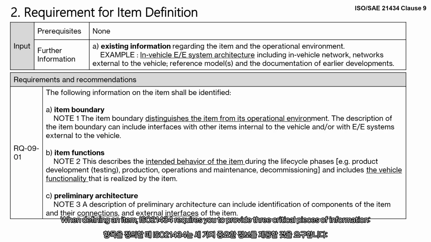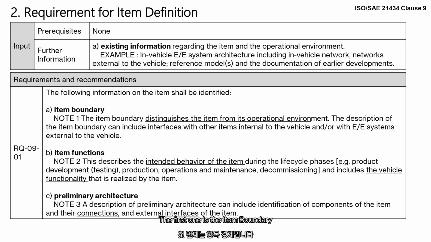When defining an item, ISO 21434 requires you to provide three critical pieces of information. The first one is the item boundary. This tells you clearly where the item starts and ends. It also describes which systems it connects to.